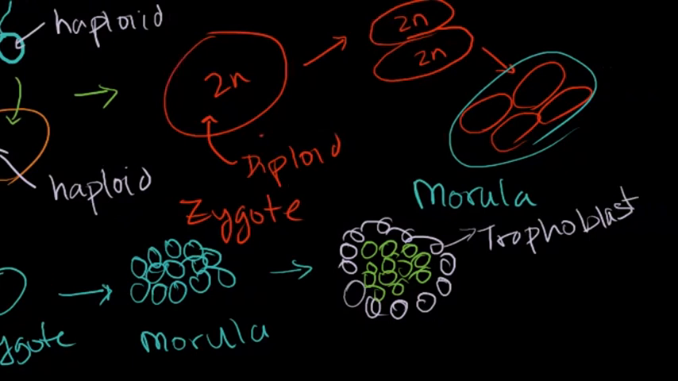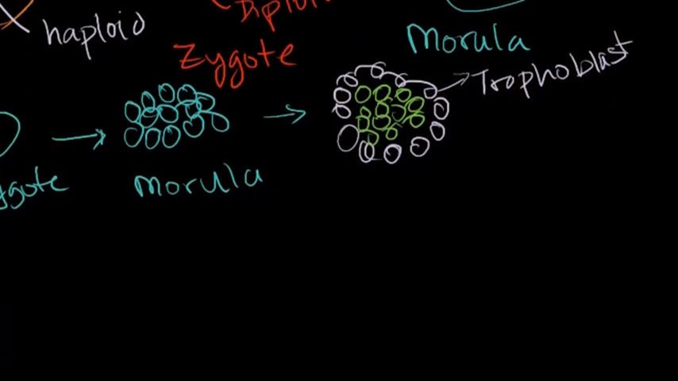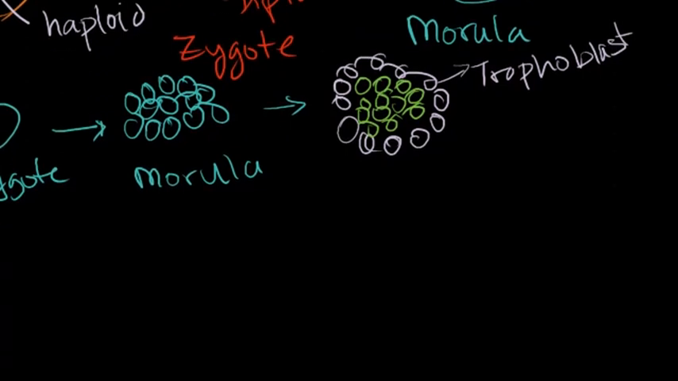And then the inner cells, and this is kind of the crux of what this video is all about. The inner cells right there are called the embryoblast. And then what's going to happen is some fluid's going to start filling in some of this gap between the embryoblast and the trophoblast.